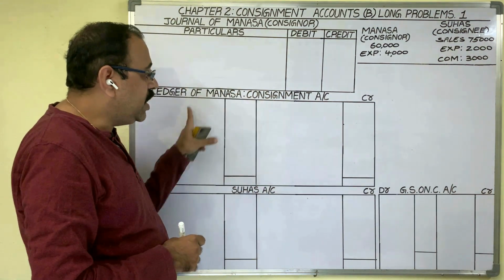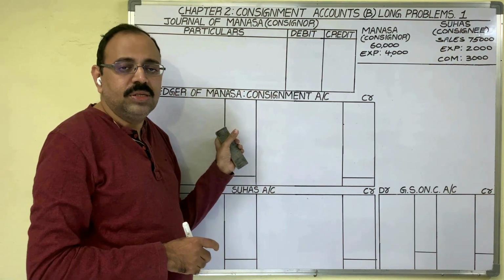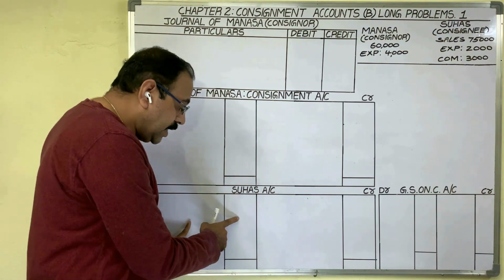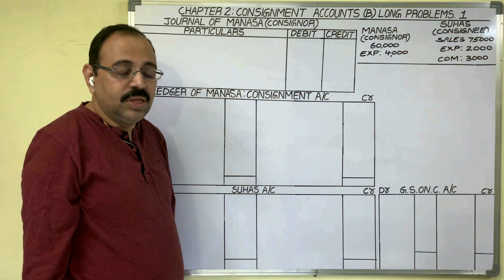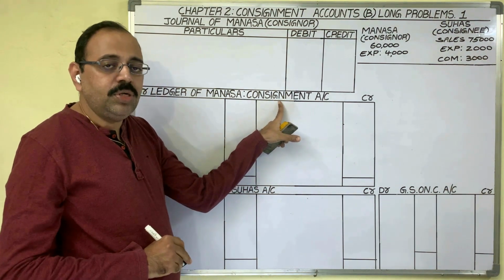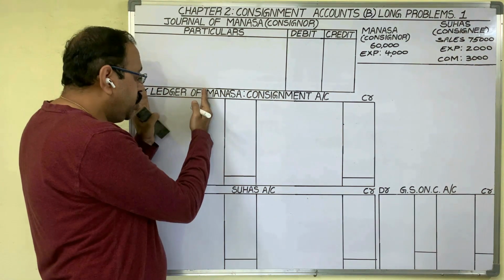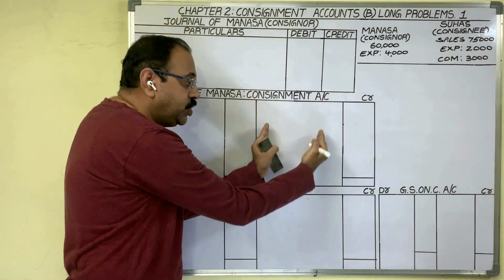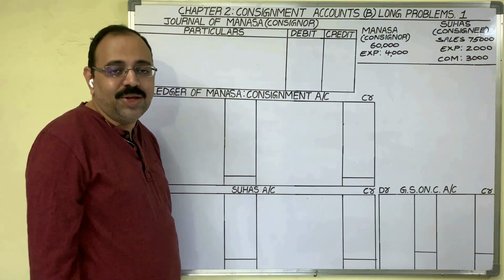If you remember that consignment account is a nominal account, that is enough. Automatically you can prepare consignee account and goods sent on consignment account. This is very important. Consignment account is a nominal account. Consignment business related expenditure we should debit, and the consignment business related incomes we should credit. If you remember that point, that is enough. Let us start the problem.